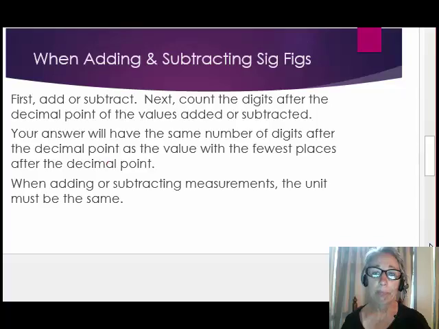To sum up, when we are adding or subtracting measurements or Sig Figs, we do the math first. Next, we count the places after the decimal point and round our final answer so that it has as many places after the decimal point as the value with the least number of places after the decimal point. Also, when adding or subtracting measurements, the unit must be the same.